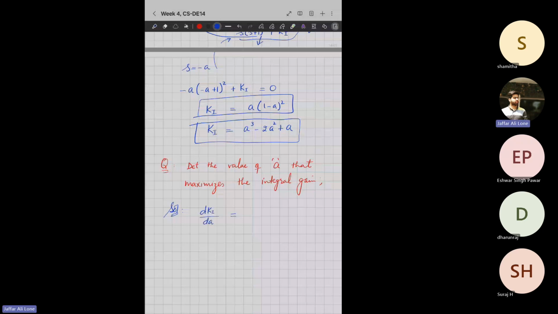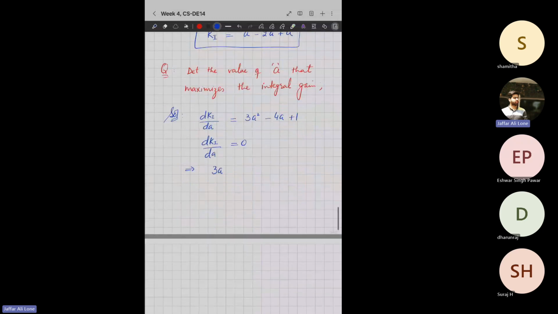So what will be dK over dA? 3a square minus 4a plus 1. Now, just put this value as 0, then dKi by dA should be equal to 0, which implies I will get some values where we will check the second derivative. And the point where my second derivative is minimum will give me the maximum. That value will maximize the value of K. So when we solve, we get a is equal to 1 or a is equal to 1 by 3.